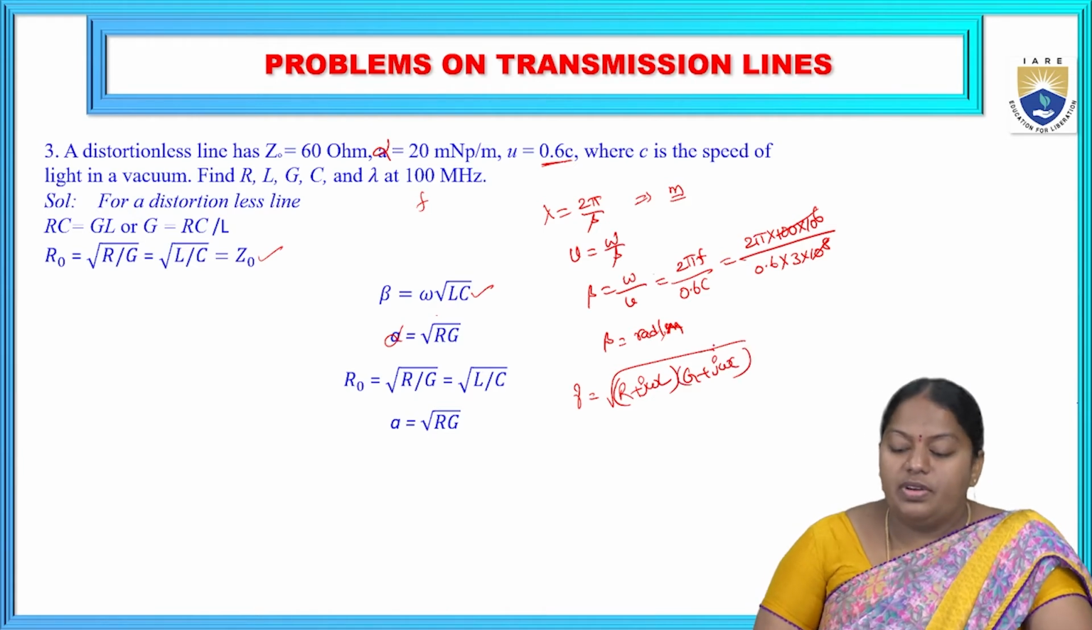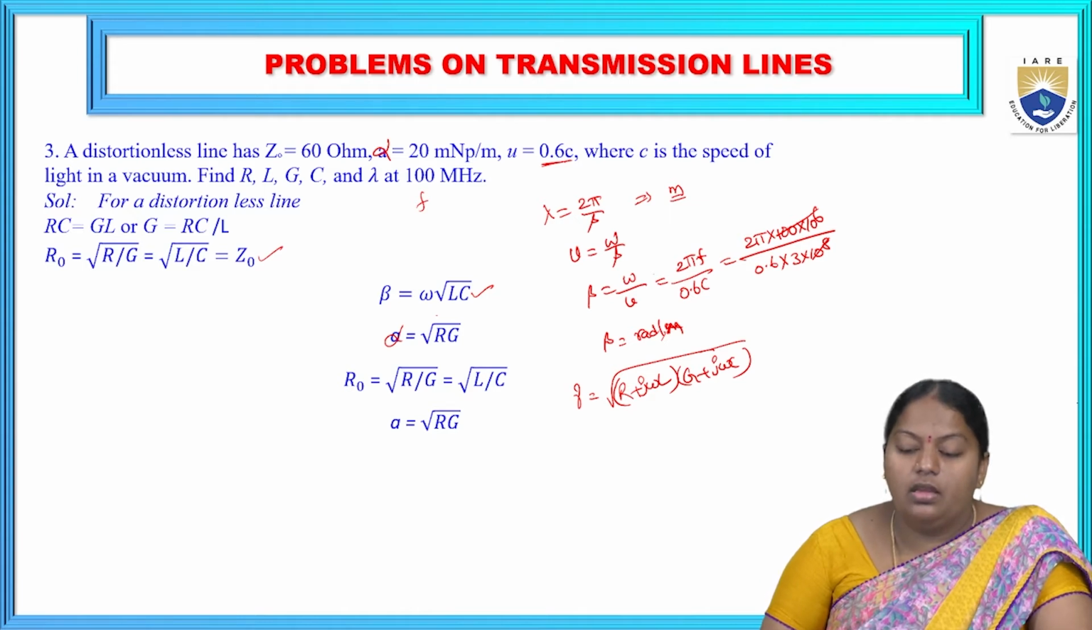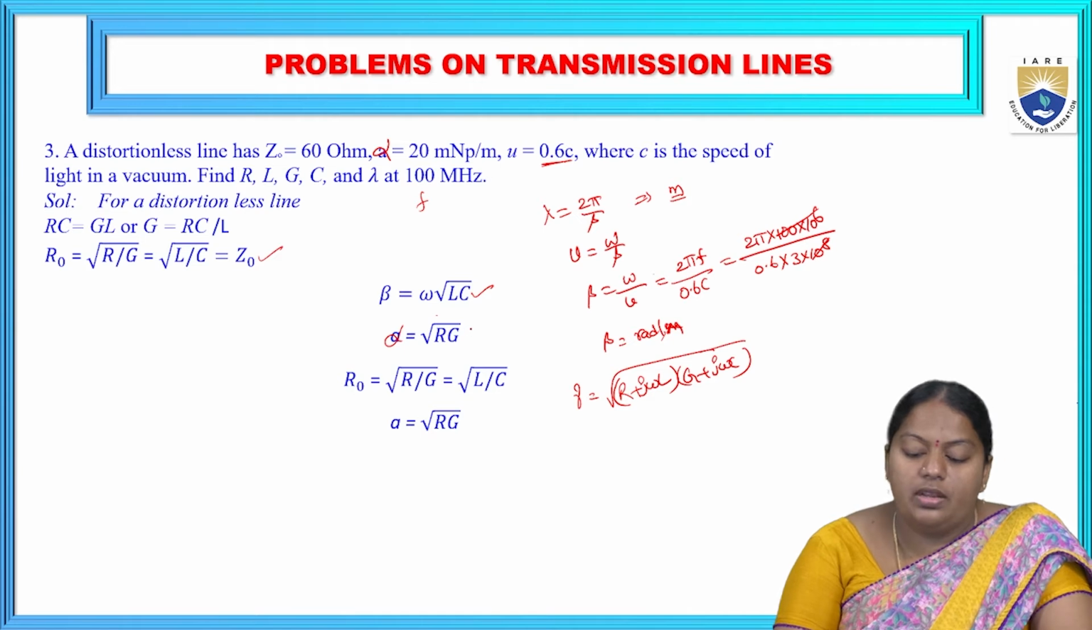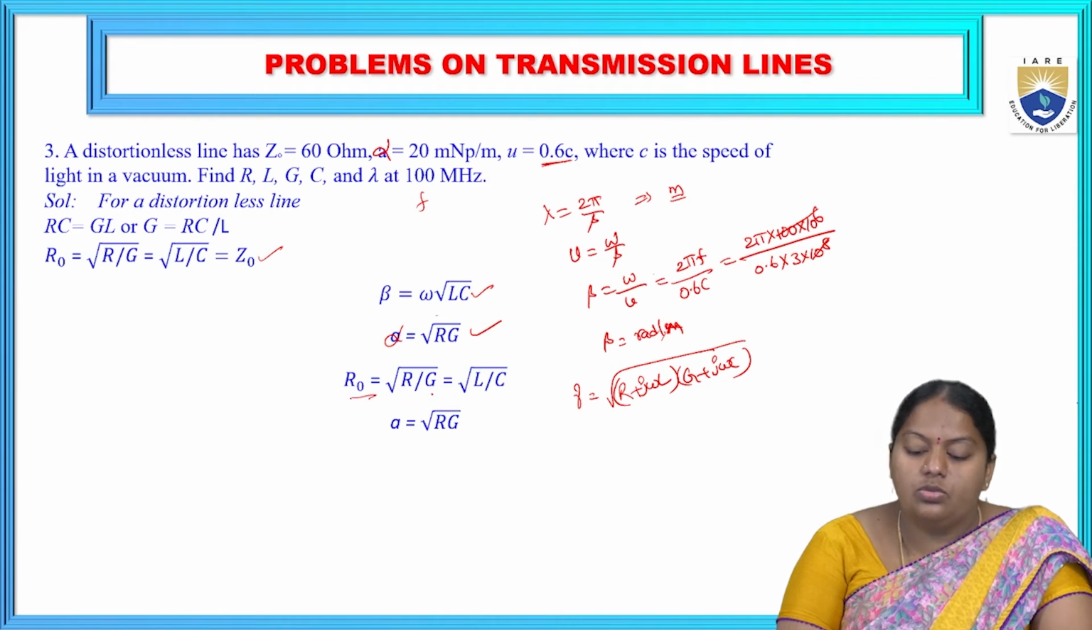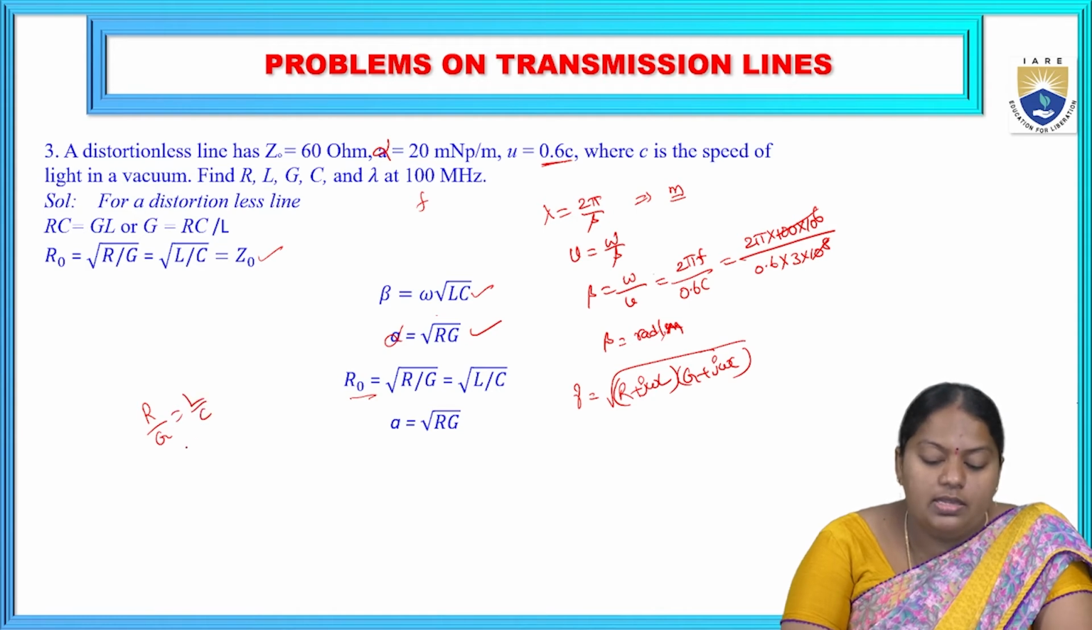So upon simplifying, by separating the real and imaginary terms and equating them on both sides, the real term is obtained as alpha equal to root over RG, and the characteristic impedance Z0 is written as root of R by G or L by C. As we know that for a distortionless line, the condition is R by G equal to L by C.